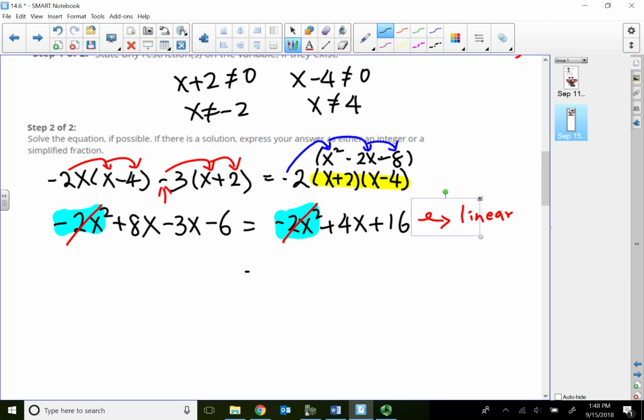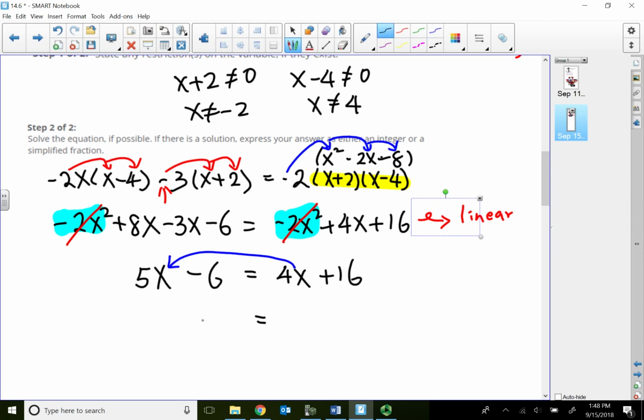Let's clean this up a little bit. 2x minus 3x is 5x. Still got negative 6 there. On the right side, positive 4x and positive 16. So solving a linear equation, let's move my x's to the same side. 4x is smaller than 5x, so let's move this over, becoming minus 4x.